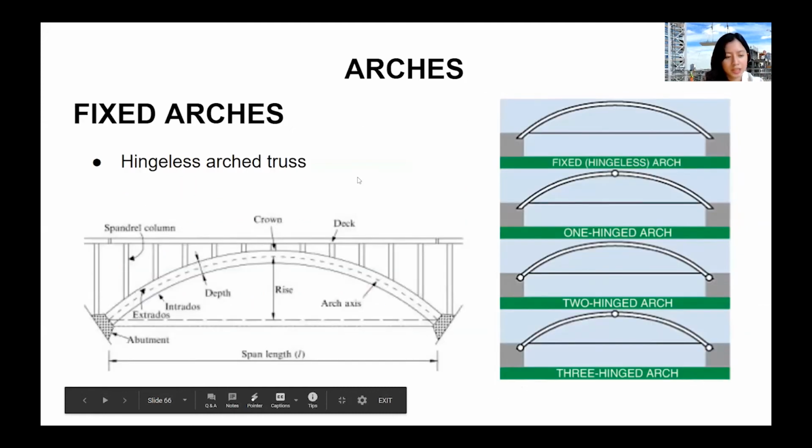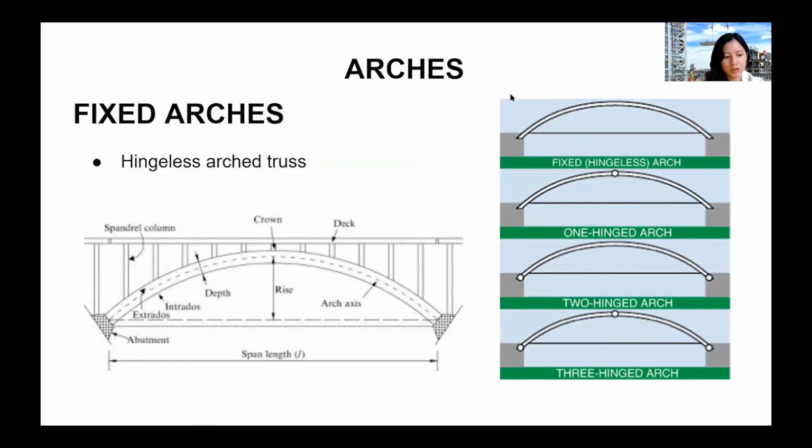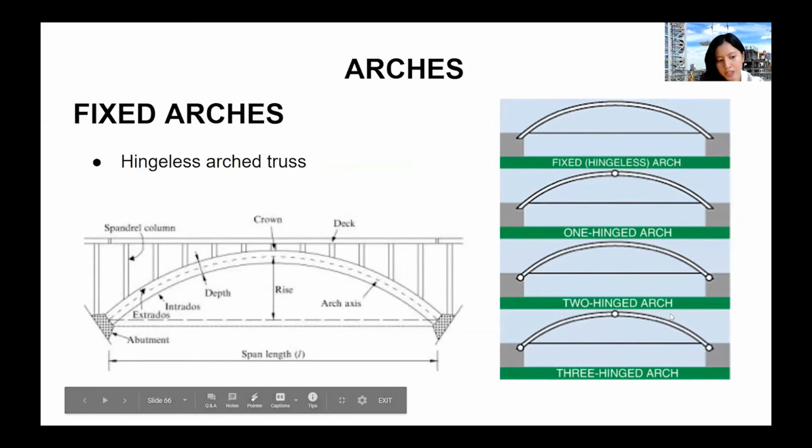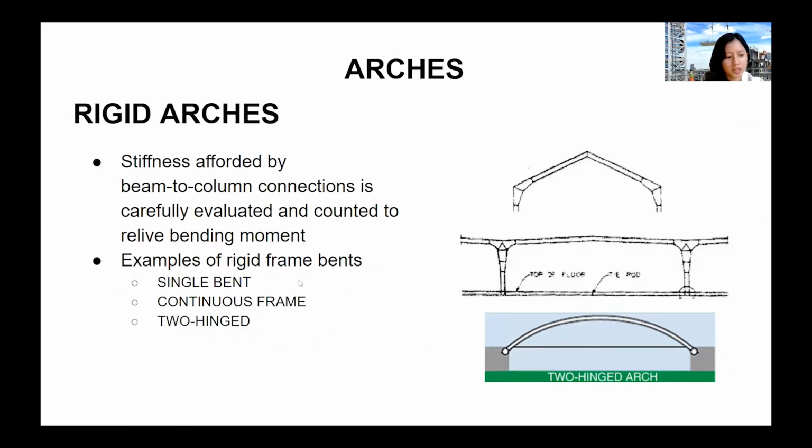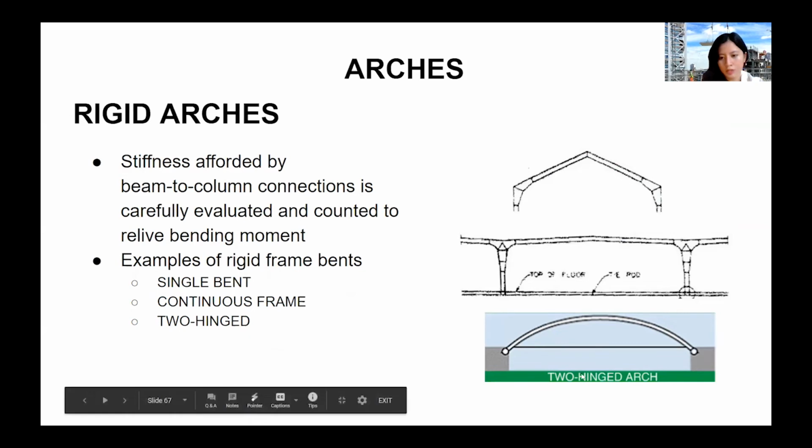Fixed arches, unlike one-hinged arches and two-hinged arches, which are named after their definitions, are hingeless arch trusses. Rigid framed arches are stiff structures that use beam-to-column connections that are usually evaluated and tested to relieve bending moment. Examples of rigid frames are the following: single bent, continuous frame, and two-hinged.